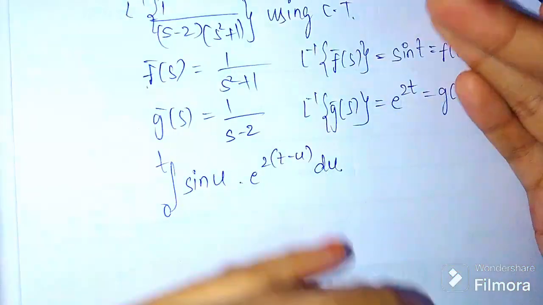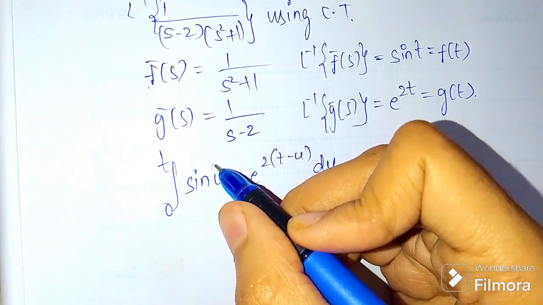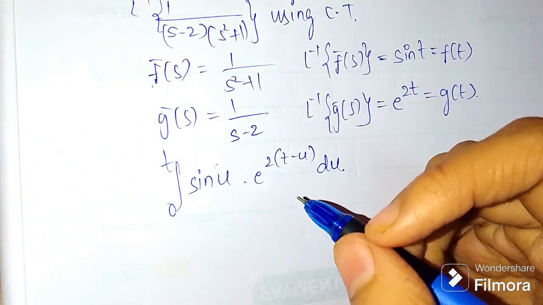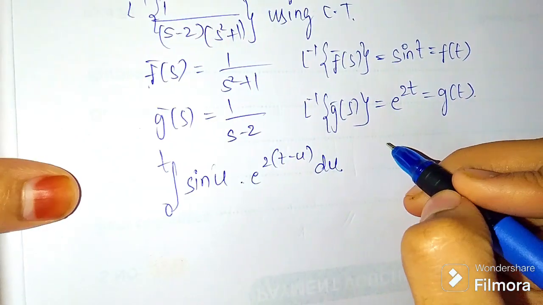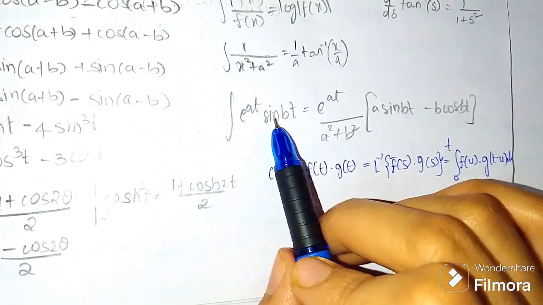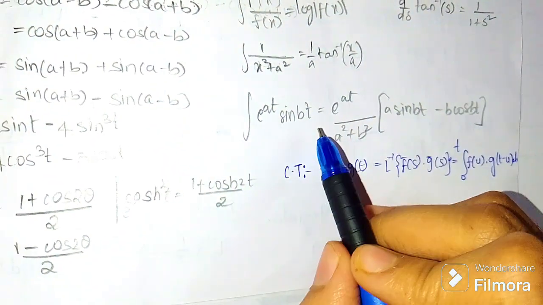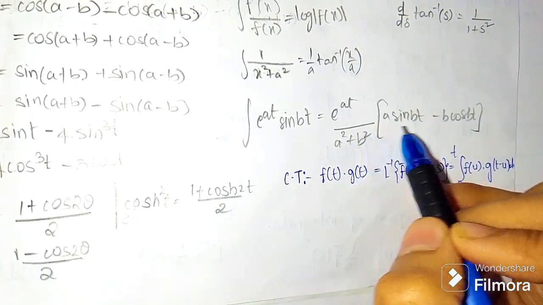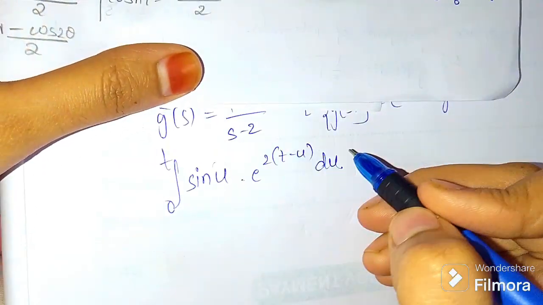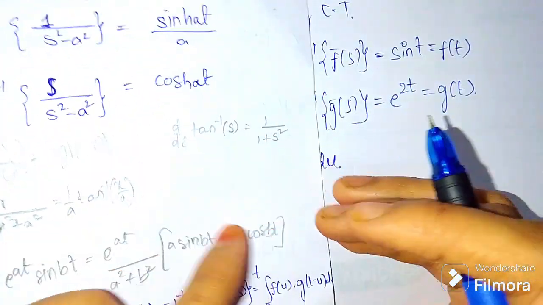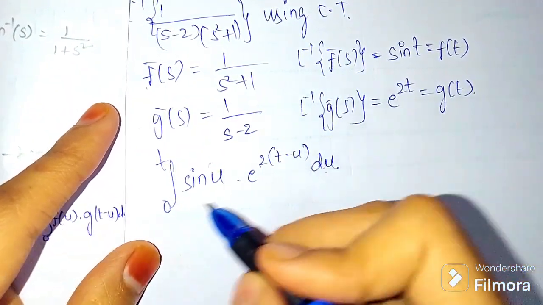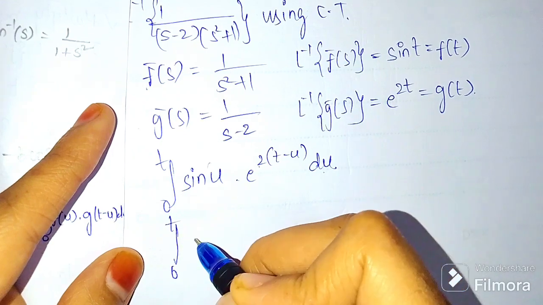Did you understand? If I had taken it the other way, I should have written t minus u in the sine, which I don't want, it will be lengthy. So I want to do it in this way. And also I have a formula, which I already told you before, we also wrote it in the formula sheet. Whenever you see sin or cos with e power at, we have this formula: e power at by a square plus b square into (a sin bt minus b cos bt). So let's apply that formula now. Before applying, please see what a is here. With respect to u we are doing now. So this is very important.